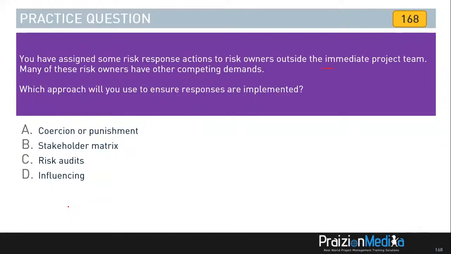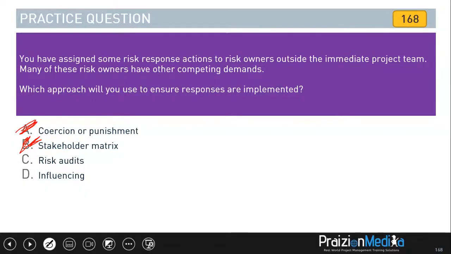All right, let's use process of elimination again. You want to make sure that the responses were implemented. Coercion or punishment is never the best option. You can't say, I'm going to ensure that you do this by punishing people if they don't. No, that's not the route we take. A mere stakeholder matrix is not really clear. Maybe it's a stakeholder engagement assessment matrix, but again, that in and of itself is not enough, right, to ensure responses are implemented. Doesn't make sense to choose that. So it wouldn't be stakeholder matrix.